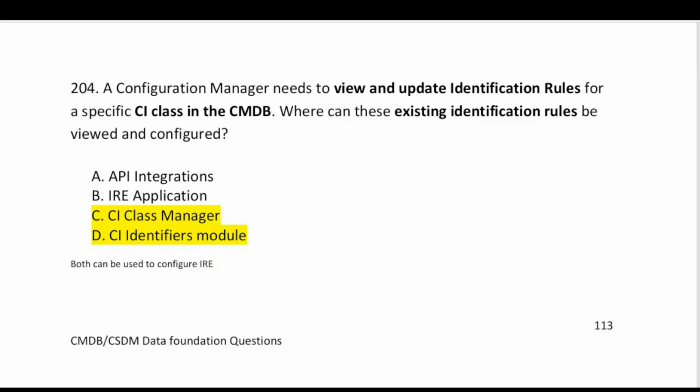Question is, a configuration manager needs to view and update identification rules for a specific CI class in the CMDB. Where can these existing identification rules be viewed and configured? Option A, API integrations. Option B, IRE application. Option C, CI class manager. Option D, CI identifiers module. Correct answer is option C and option D.